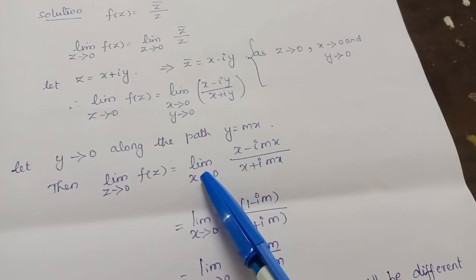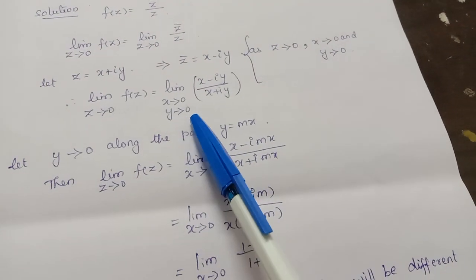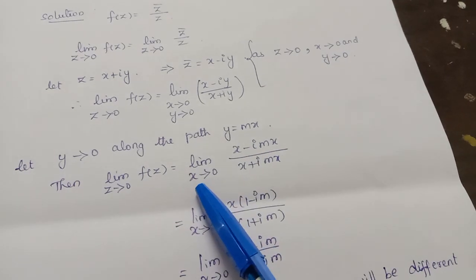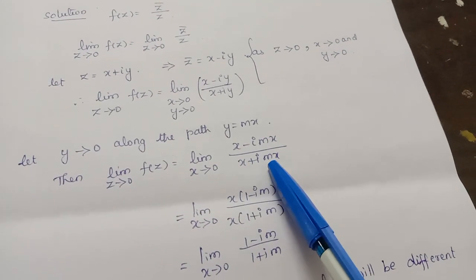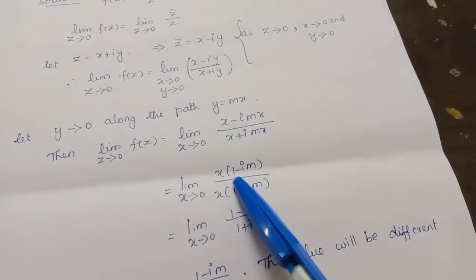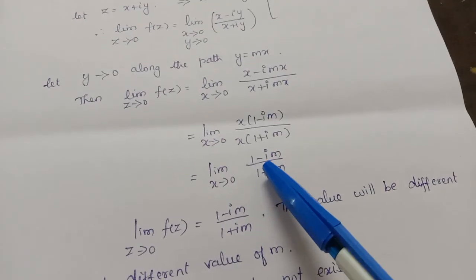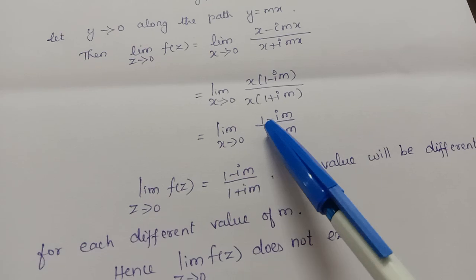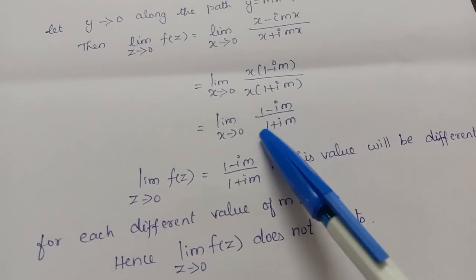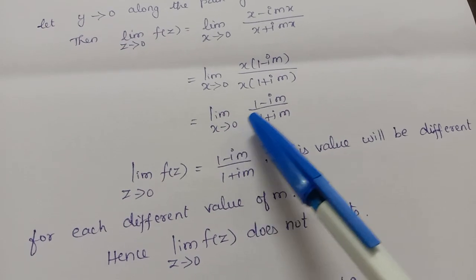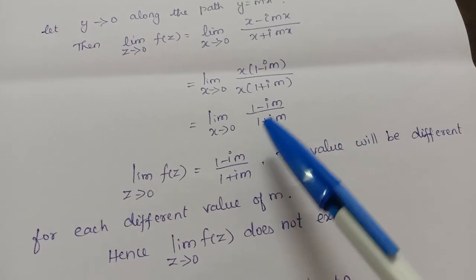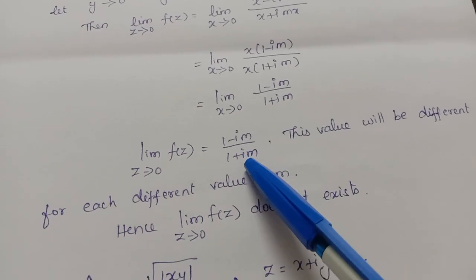So substitute. Hereafter there is no need to write y tends to 0, because y also I have changed into x, no? So limit x tends to 0, x minus imx by x plus imx. So cancel x from numerator and denominator. Finally what am I getting? 1 minus im by 1 plus im. This term is entirely independent of x. So x tends to 0 doesn't have any role here. So the value is only 1 minus im by 1 plus im.